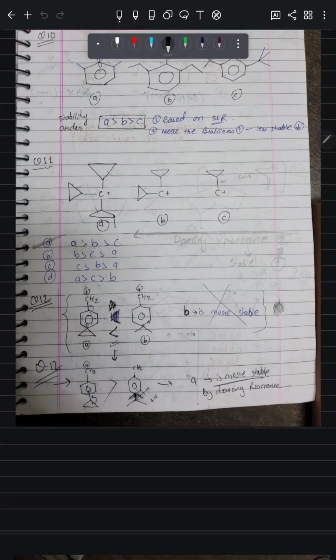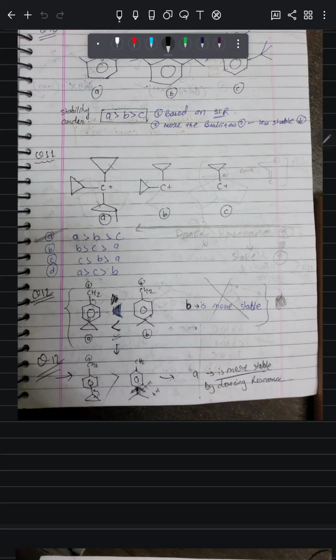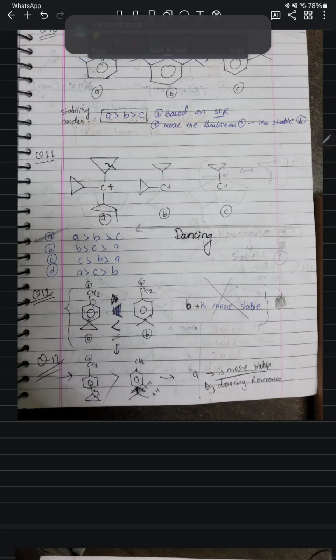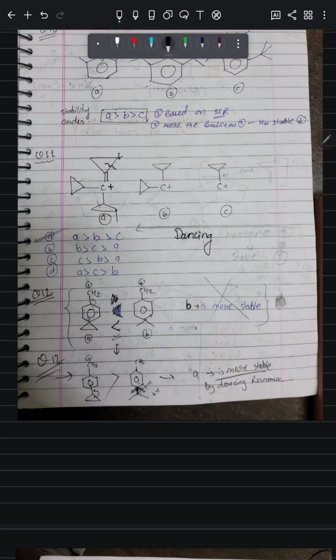Now let's check another concept, which is the concept of dancing resonance. So what is dancing resonance? It is a type of resonance which occurs when a three-membered ring is next to a carbocation present in this position. So it will break the bond, a double bond is formed, and a positive charge will go here, and it can be formed in this direction, and it can be formed in this direction.